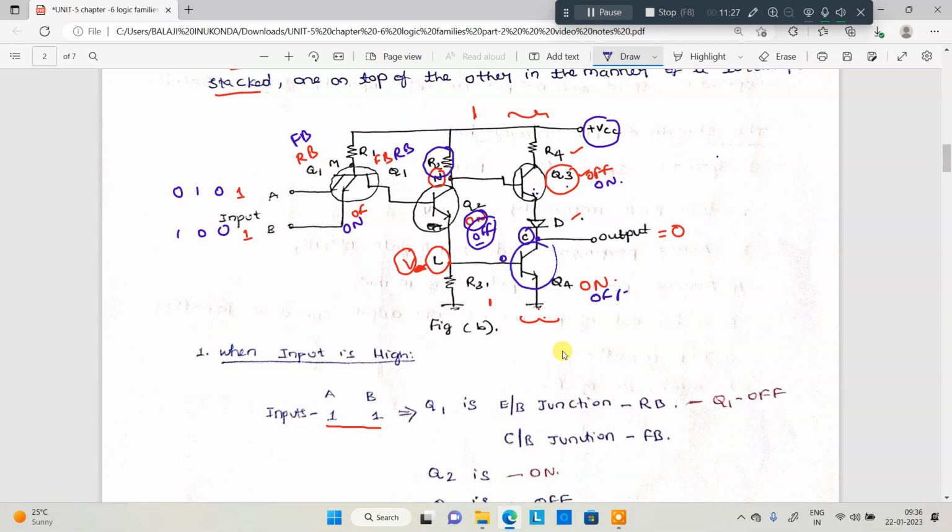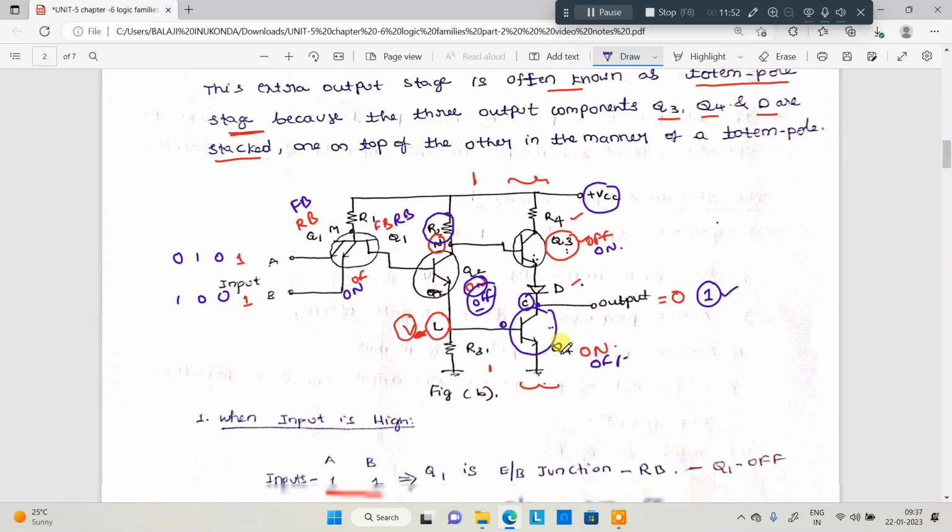Whenever this particular transistor is off state, after a small drop, more or less plus VCC is present at the output, that may be logic 1, because this VCC is present at the output. Even though there are small drops across the R4, Q3 and D, we can neglect the drops. We will consider logic 1 as high. Okay, this is about the working of the transistor totem pole output.